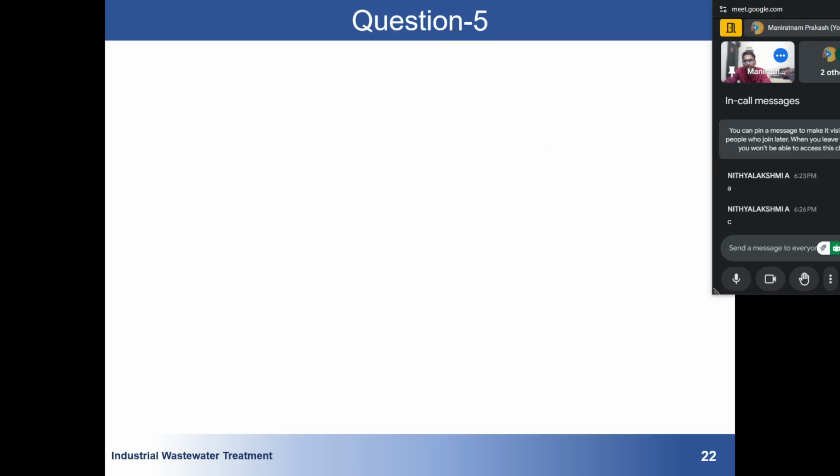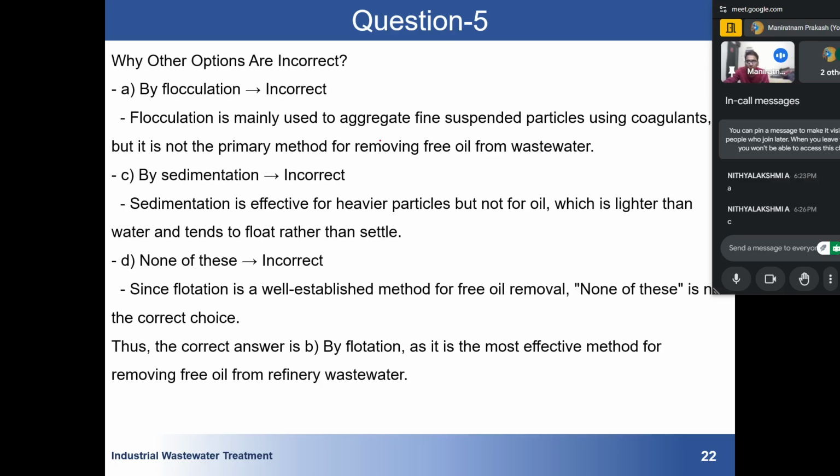So we have already seen flocculation is used for suspended particles. Sedimentation is to remove settleable particles. Obviously, the correct answer is B, flotation.